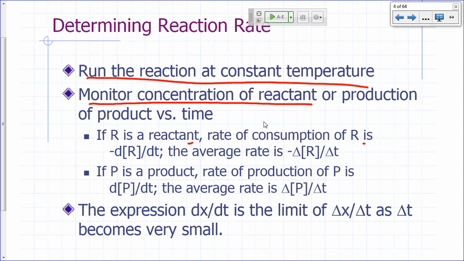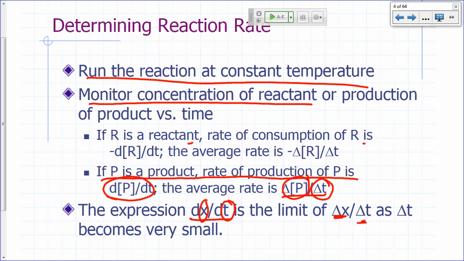Okay. Now, if P is a product, then the rate of production of P is this expression right here, dP dt, the derivative of the concentration of product with respect to time. And the average rate is the change in the concentration of product divided by the change in time. Okay, so like I said, an expression that's written this way, d of a variable over d of another variable, that's called a derivative. That's the limit of the change of the variable on top to the change in the variable at the bottom of your expression as that denominator becomes very small.